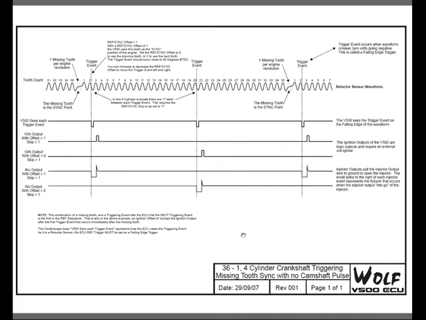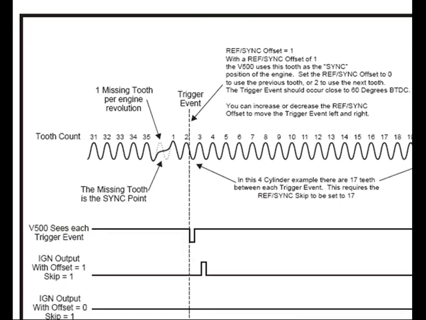This tutorial video covers the V500 triggering system for a 4-cylinder engine with 36-1 crankshaft triggering and no camshaft sensor. You can see up here the missing tooth waveform. This is the waveform that comes out of the sensor. If you used an oscilloscope, you would see this waveform. You can see here the missing tooth.